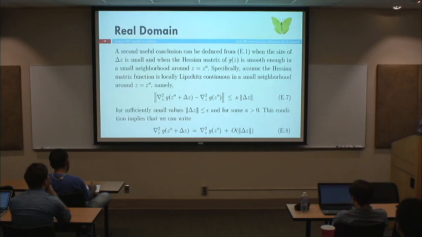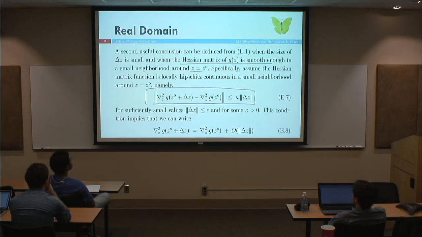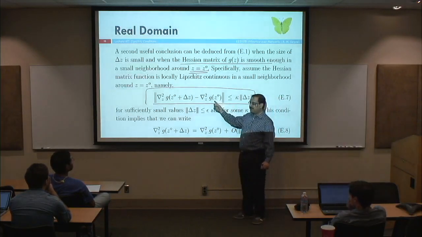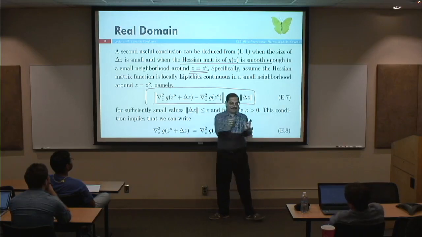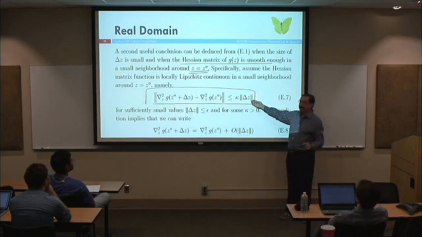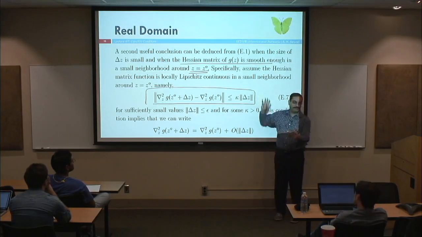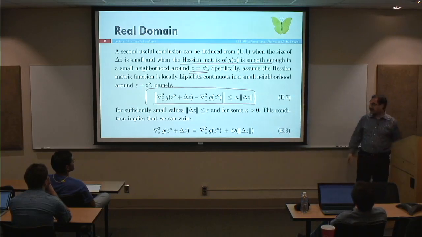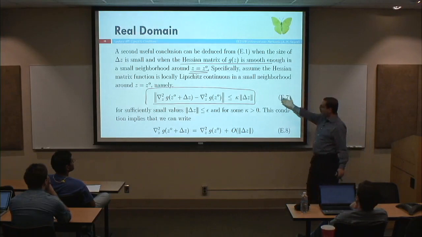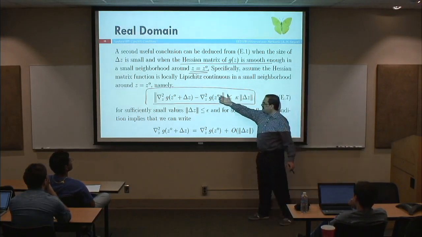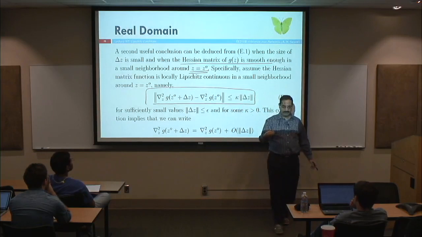Number two, let's assume in addition that the Hessian matrix is Lipschitz. What does that mean? I sometimes refer to this by saying that the Hessian matrix is smooth enough at the minimum. It means if you are at the minimum and you perturb it a little bit, the change in the Hessian matrix is bounded by the size of the step that you took. That's what I mean by saying that the Hessian matrix is smooth, and this is what it means to say that the Hessian matrix function is Lipschitz.